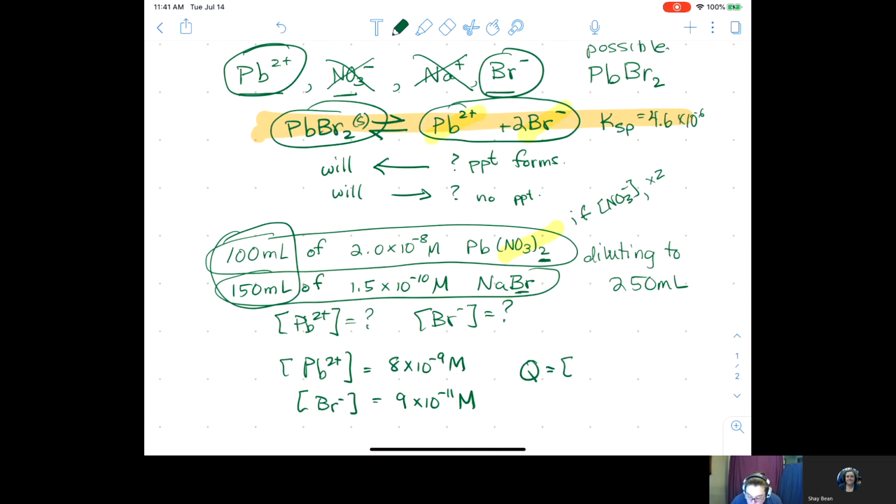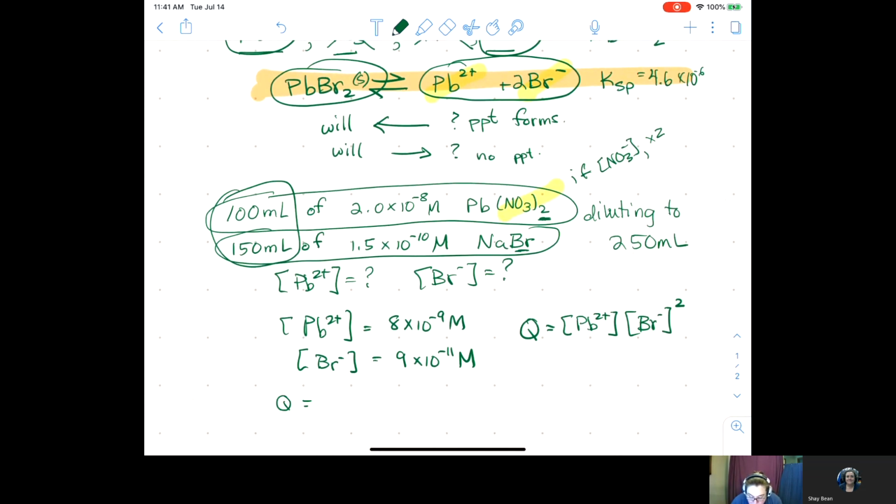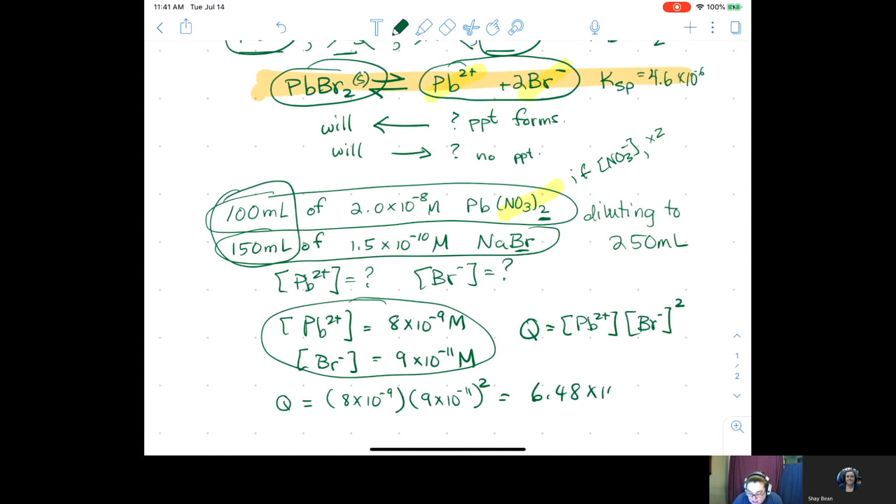So Q, which is the concentration of Pb2+ ion times the bromide ion squared. Everybody see where I got that? So now I will take those equilibrium values and plug them into the equation. These are the concentrations of the lead ion. This is the concentration of the bromide ion, and I square it. So squared times 8 times 10 to the minus 9. I come up with a Q of 6.48 times 10 to the minus 29. That is my Q value.